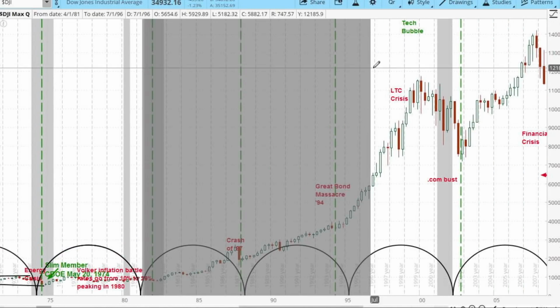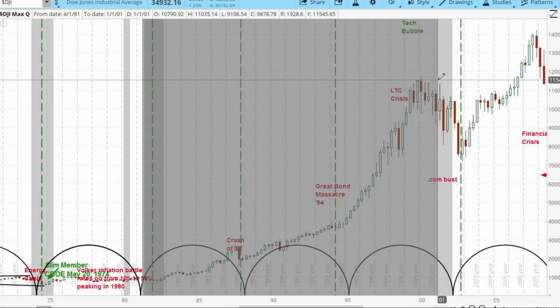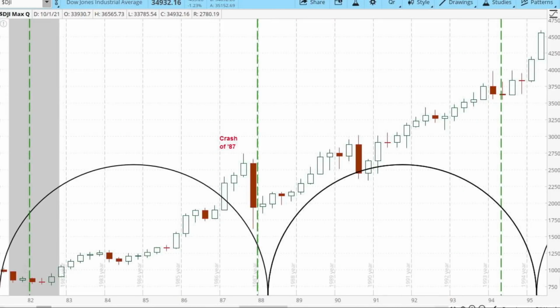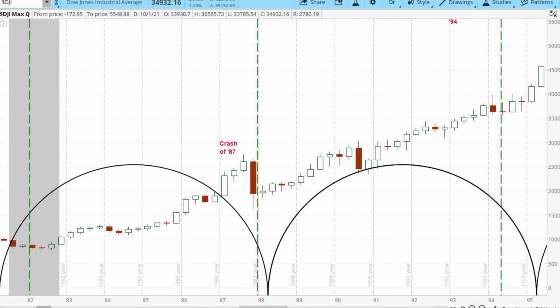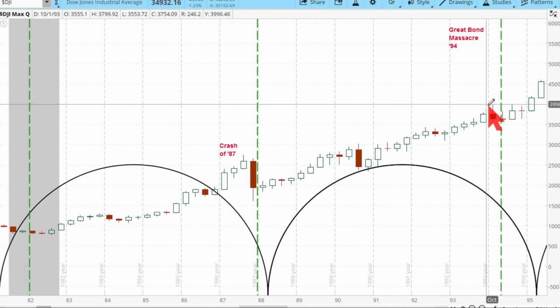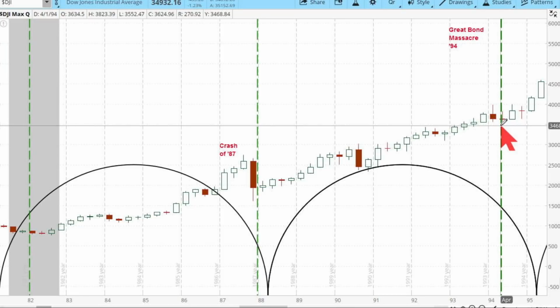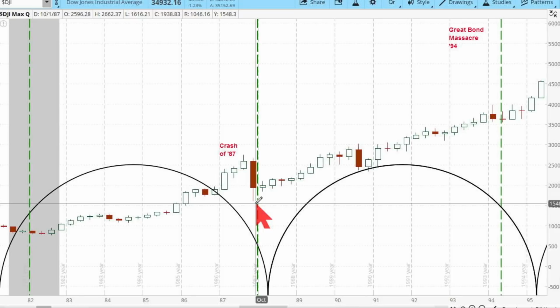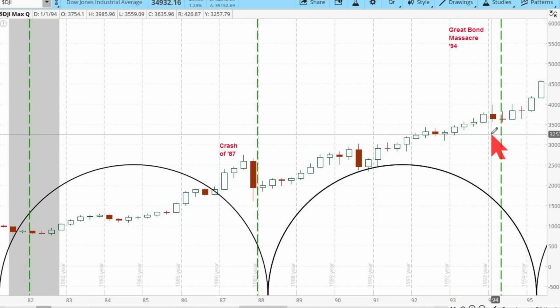So I'm just going to grab this right over here, and let's look at these. You had the great bond market massacre right over here in 94. That was actually not a big decline in stocks. It was a big decline in the bond market, but you can see the crash of 87 right on line on this 7-year cycle, and this one in here a little bit early.